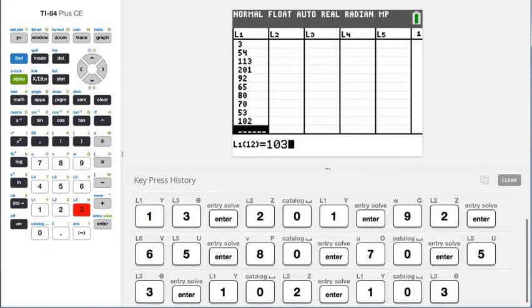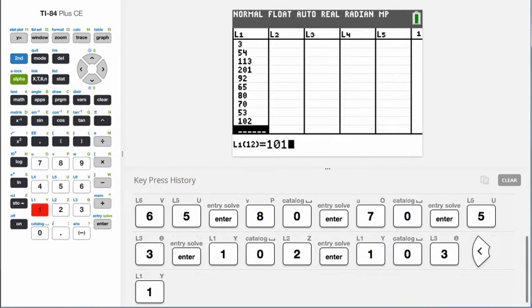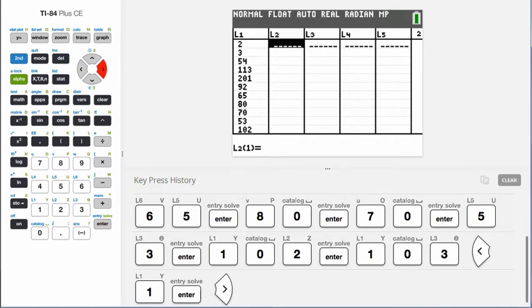It should be 101. So I'm going to use my left arrow so that the 3 is covered. I'll type 1. Note, it is in position 12 and I had 12 pieces of data. Enter. So now I have my data set. I know from earlier that my mean is 78. I'm going to arrow to the right so that I am now in L2.